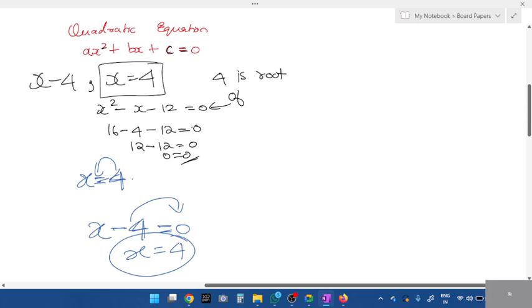Others, write it like this: x is the root. Next, Sridharacharya's formula, students, to find the value of x.